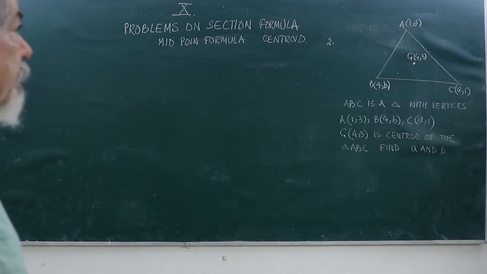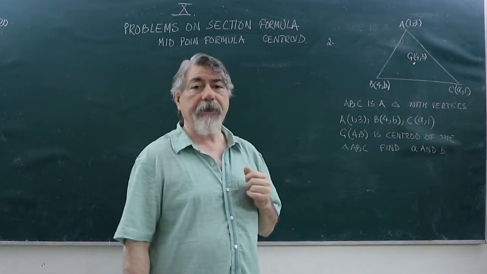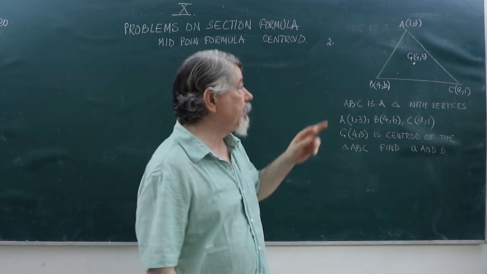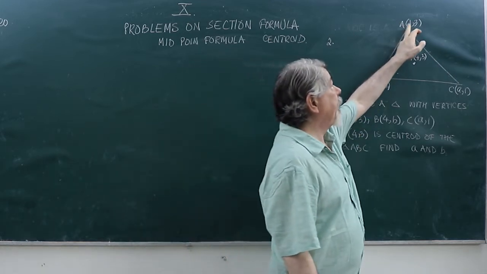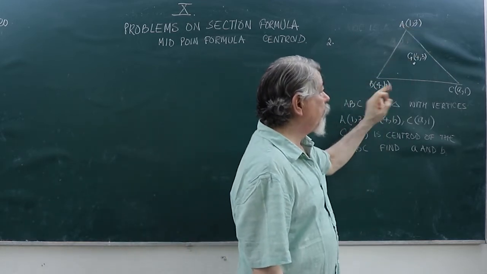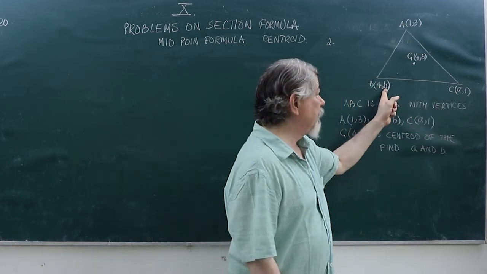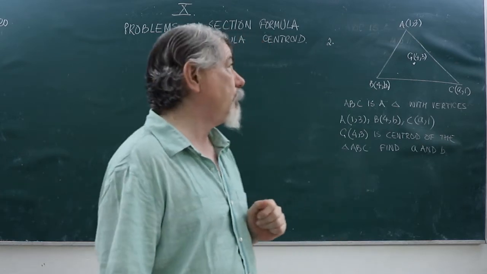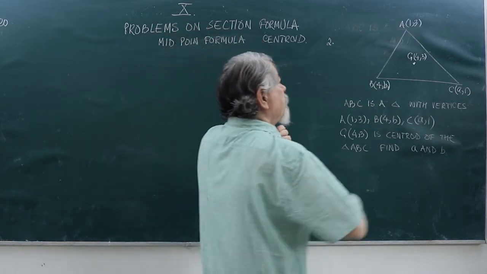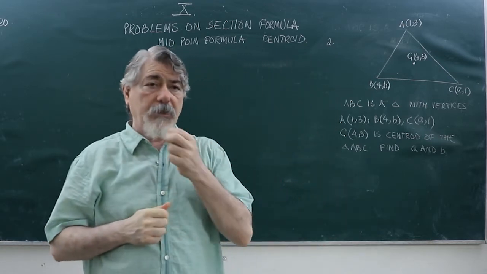Now let's look at the second question, in which we have been given a triangle ABC. The coordinates of the vertices are A(1, 3), B(4, b), and C(a, 1). So we don't know what is the value of b, we don't know what is the value of a. It is given in this form. And he has given you the centroid G. The coordinates of centroid G are 4, 3.